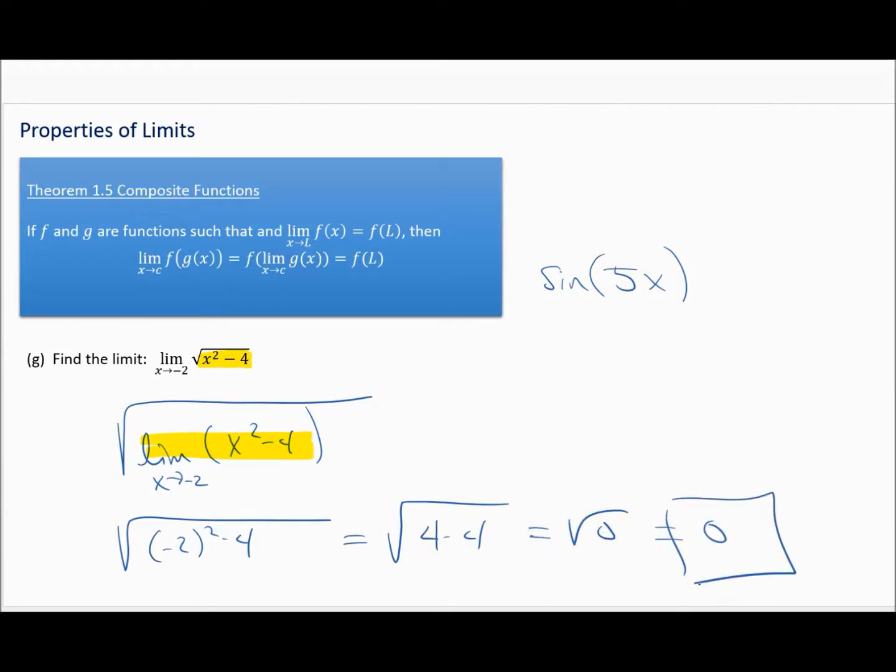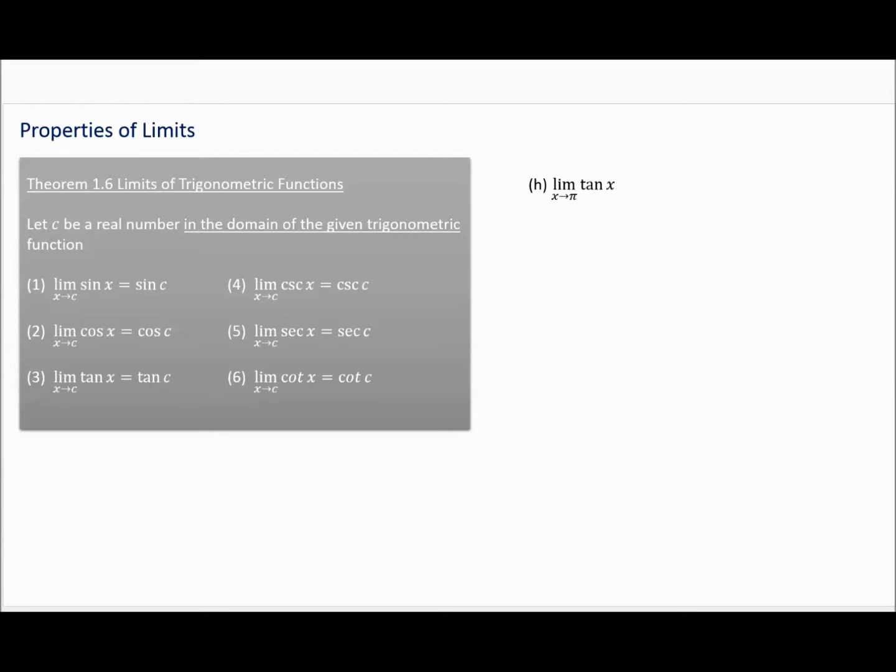Nothing wrong with 0 as an answer as long as it's not in a denominator. So that's our answer, is 0. Alright, so here are those trig functions I've been promising you. And this is a very easy theorem.